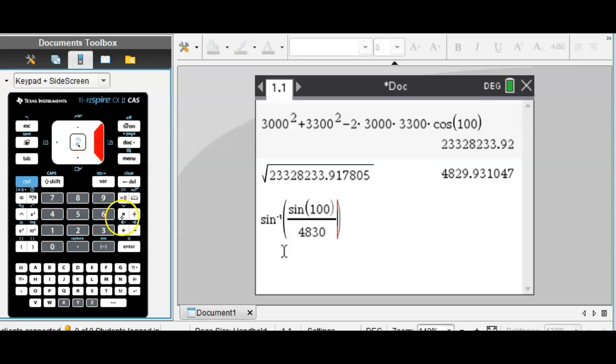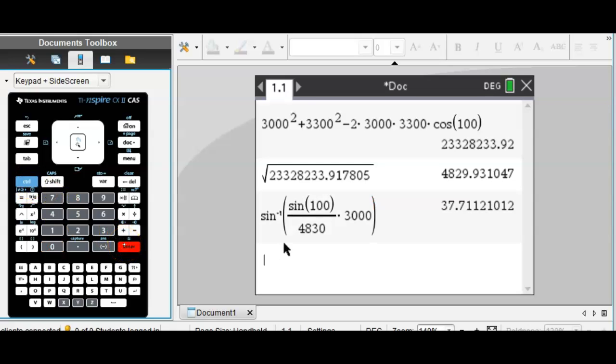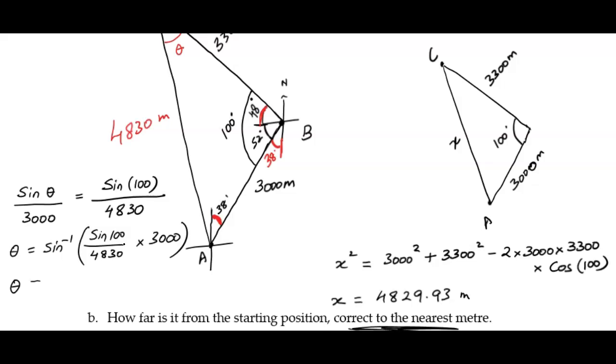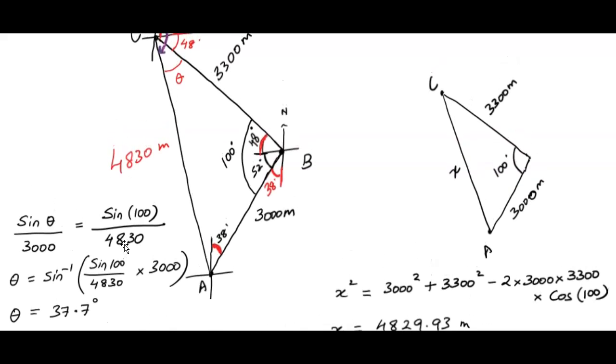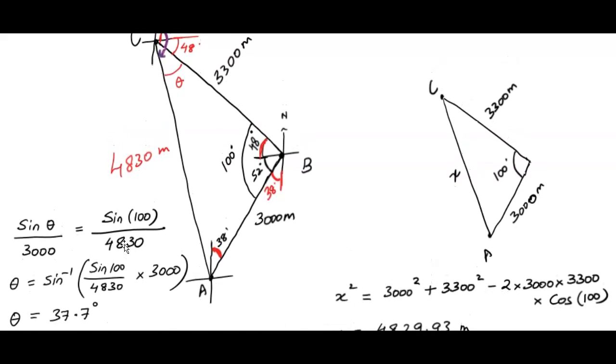4,830 times 3,000 gives me the value for theta. Now 37.7 degrees, so theta equals 37.7 degrees. Which means the bearing that we need to travel, the question wanted us to round it to the nearest degree, so this is going to round up to 38 degrees, right?